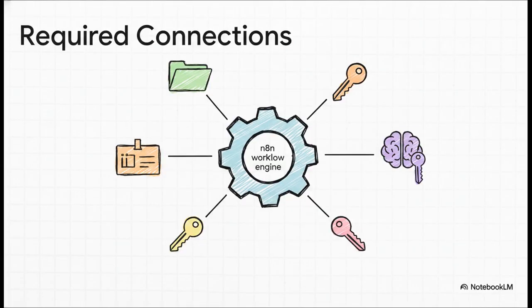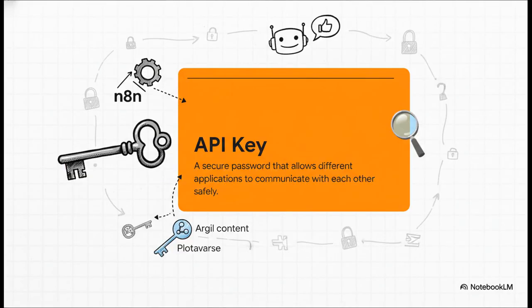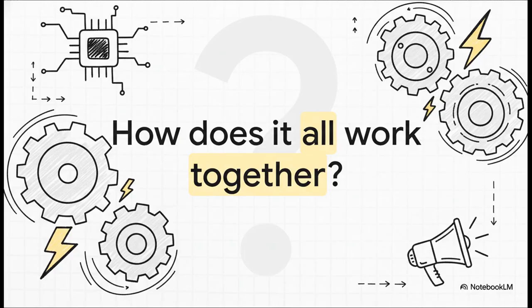So, to get these tools communicating, you're going to need to grab these 5 specific pieces of information. Think of them like digital handshakes. You'll need the folder ID from Argyle so N8N knows where to find your videos. And then 4 different API keys that grant permission for all the apps to work together. And if you're hearing API key and thinking, whoa, what is that? Don't worry. Just think of it as a special, secure password. You're basically giving N8N a key to unlock the door to your Argyle content, and another key that lets it use Plotaverse to post for you, all without ever sharing your actual account passwords. It's super safe.